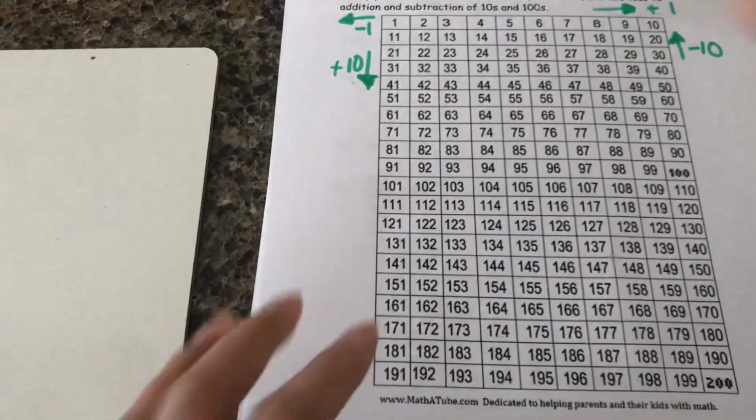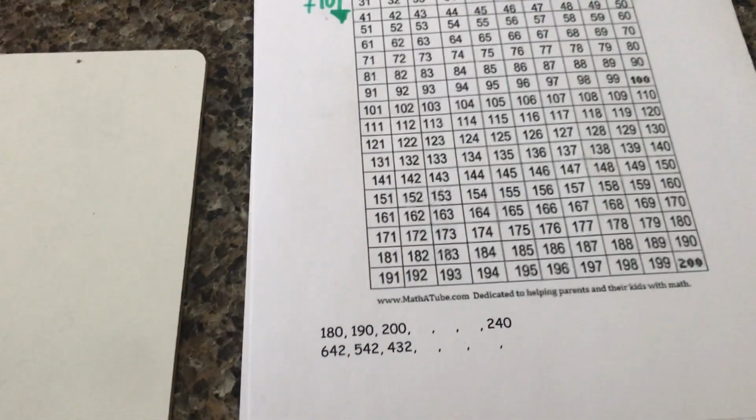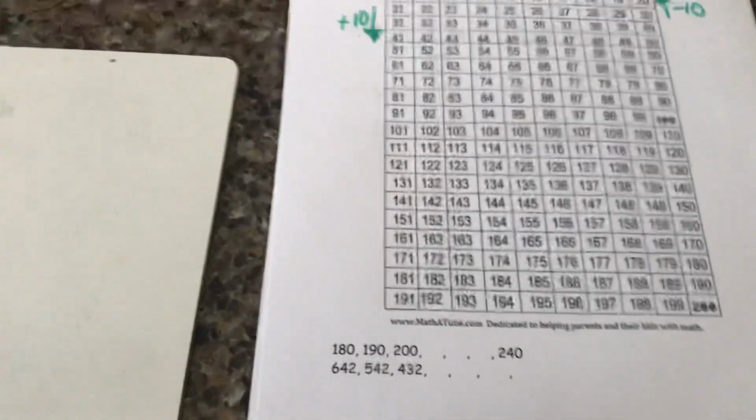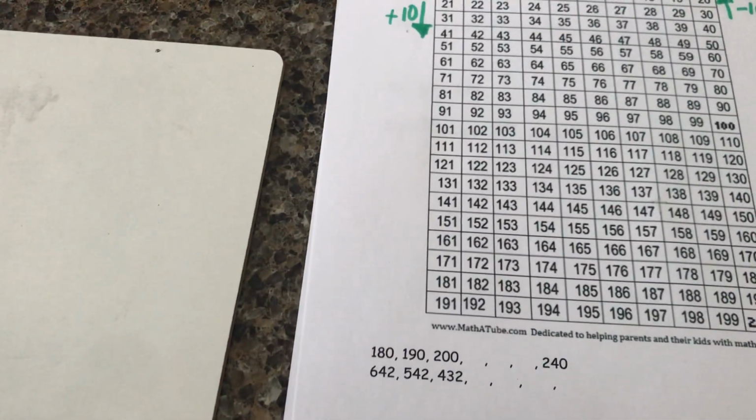So if we look at the bottom, I have a couple of examples of what they're going to be asked to do in this lesson. They're going to give them a set of numbers, and they have to decide if they're adding or subtracting. And then what place value is, what digit is changing? Is it the tens place or the hundreds place that's changing?